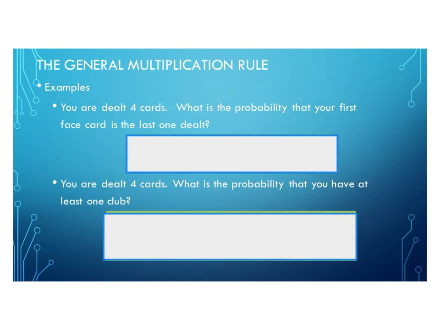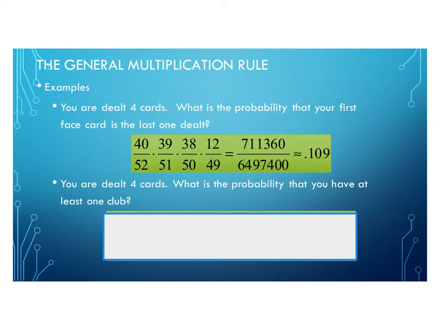Let's get a little more complex. So we're dealt 4 cards. What is the probability that your first face card is the last one dealt? Okay, so the first face card is the last one dealt. So let's do a little bit of thinking here. I know the last one is my first face.